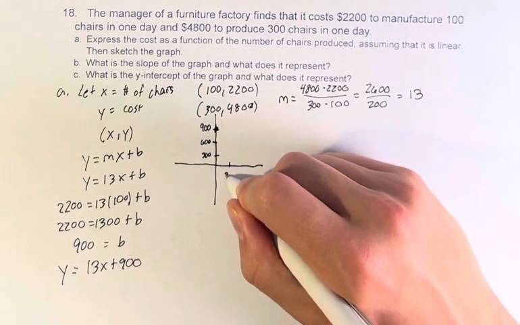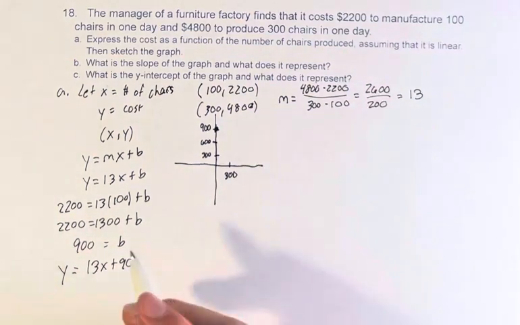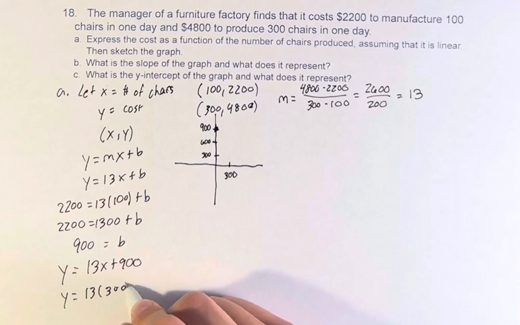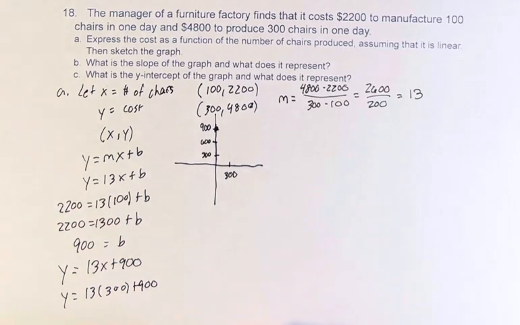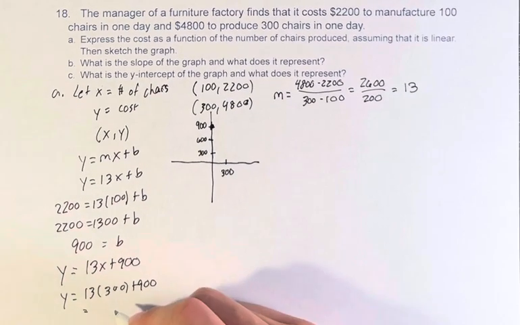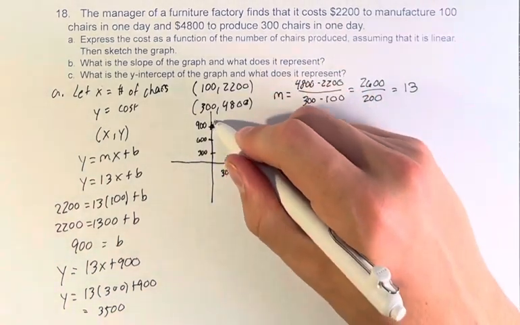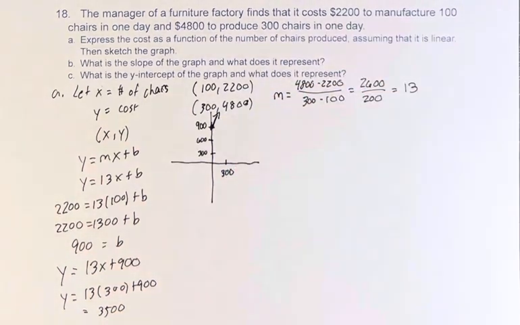So for 300, y is equal to 13 times 300 plus 900. Therefore, it equals 13 times 300, which is 3,900, plus 900. It equals 4,800. So it's going to shoot up very, very quickly. So we can just draw it like that.